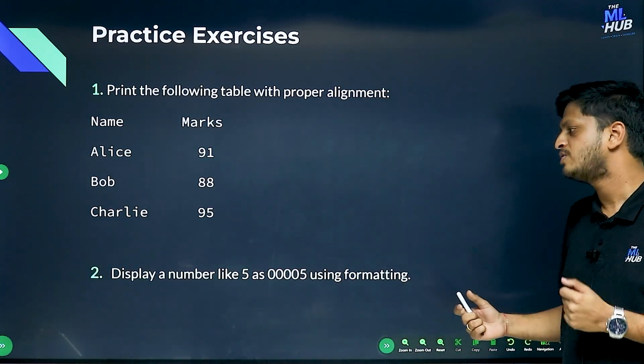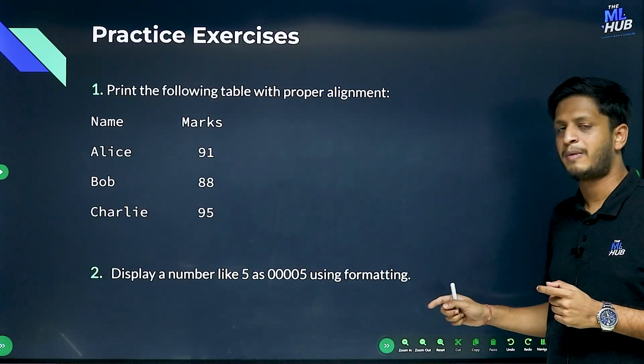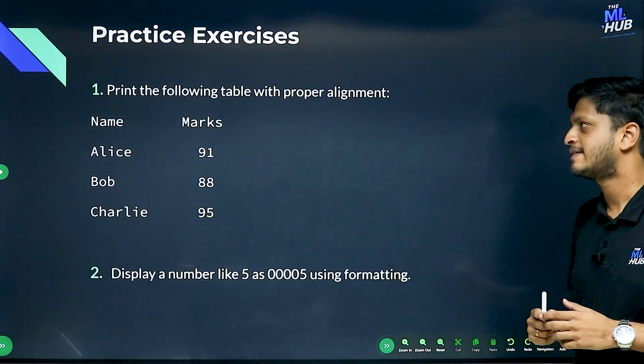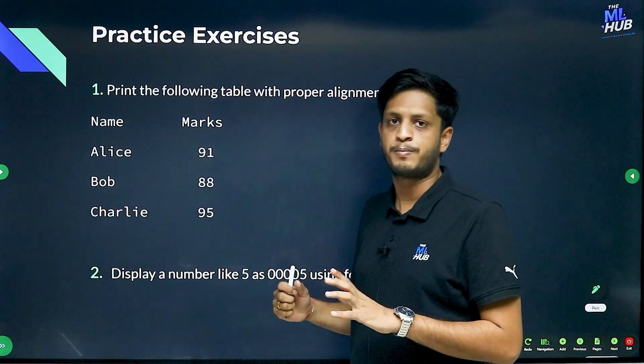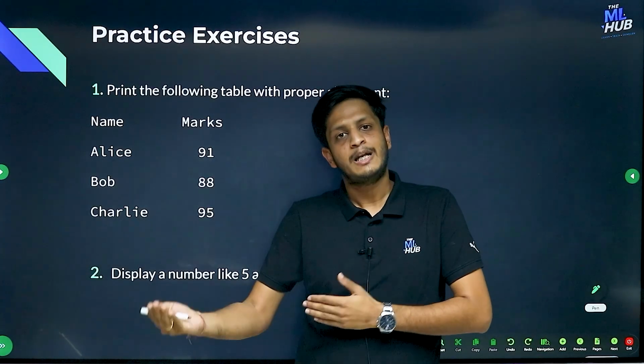Okay, and the second problem is you have to display a number like 5 as 00005 using the formatting. Okay, so you have to pad it with 4 zeros. That's all. So these are 2 exercises on Python's output. Now after seeing output, we will see how to take input in Python.